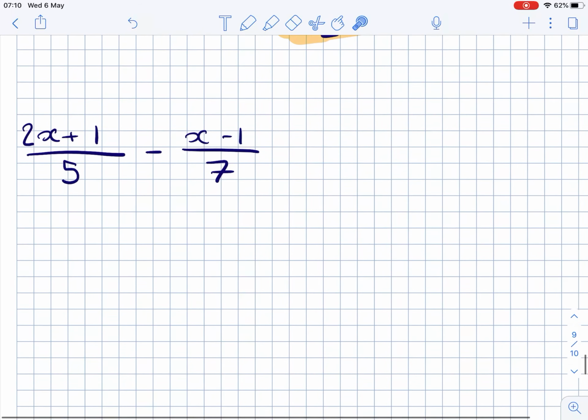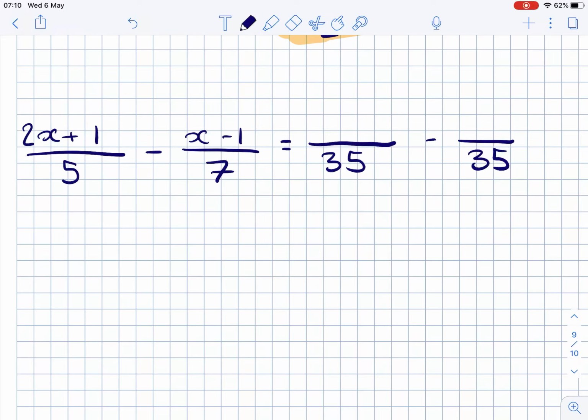Now, rather than try and do it all in one go, I think it's important that we just leave our steps, incrementing bit by bit so that we can see what's going on. So I'm going to start off by just leaving this in brackets and saying, well, I'm going to times this by 7. I'll show you what I mean now. So they're both going to be over 35.